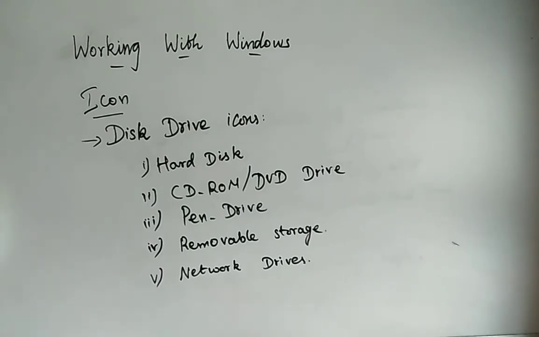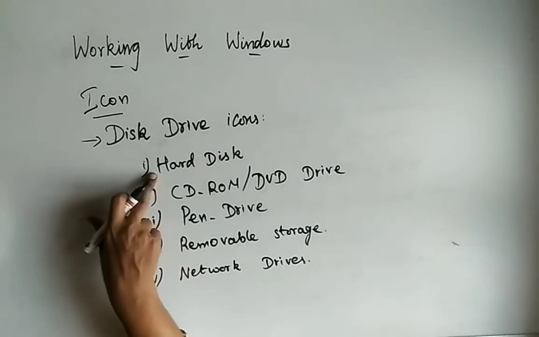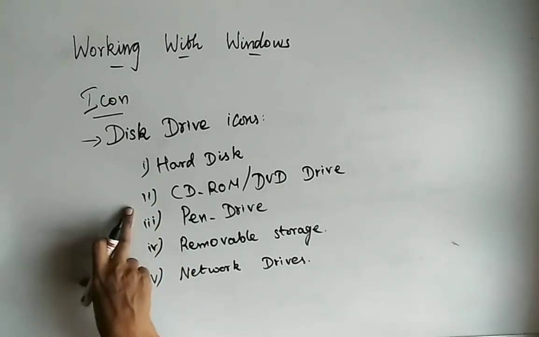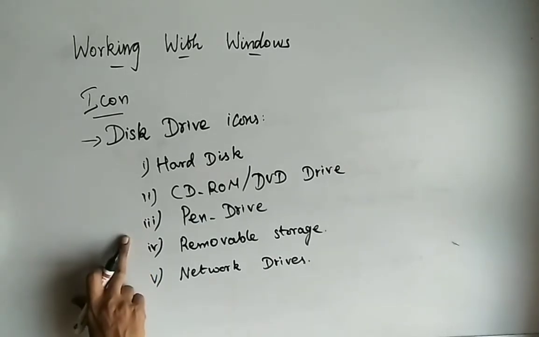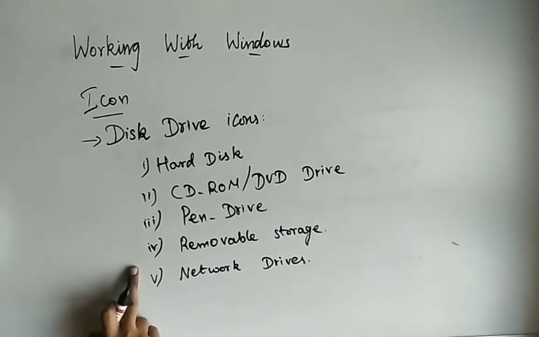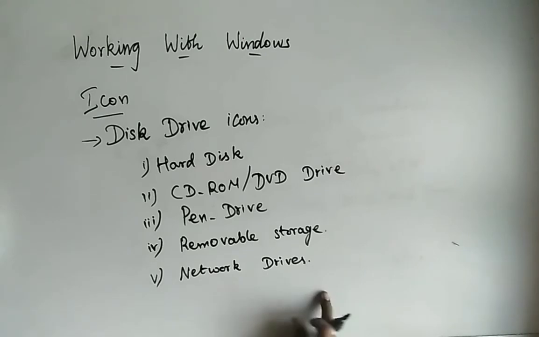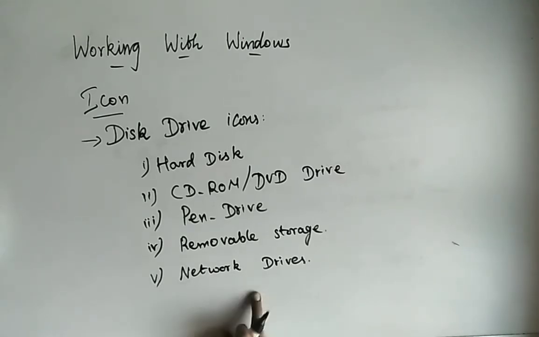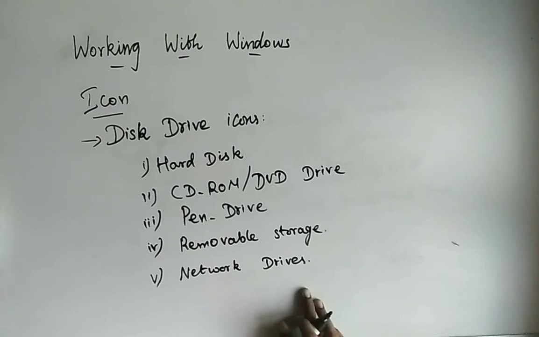Just now I told you C colon, D colon and so on. What do they represent? C colon mainly represents the hard disk. Next you will be having the CD-ROM or DVD drive. Next is the option for your pen drive. Next is your removable storage. Next you are having network drives. If your system is connected with another system, then only you will be having network drives. Otherwise your system will not show network drives.